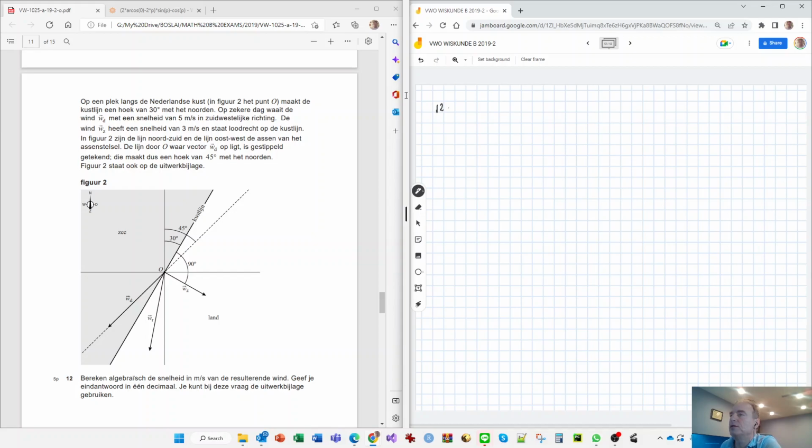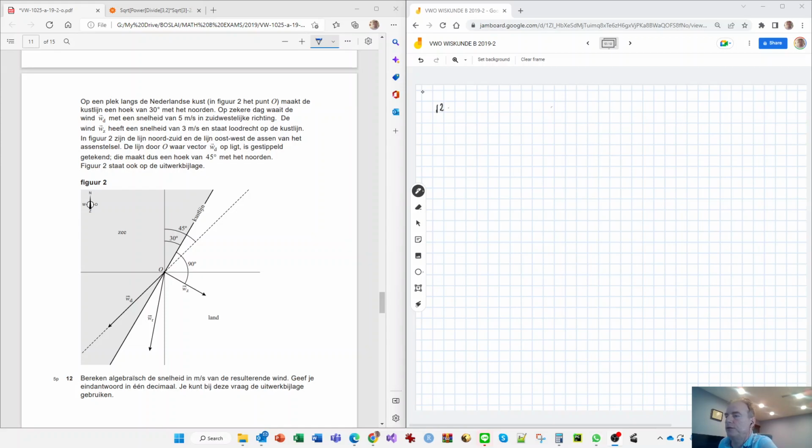And then figure 2's are the line north-south, east-west, the axis. So this is our axis. The line through the origin on which WD is this dashed line, 45 degrees, because it's blowing in the southwest. Then the question is, calculate algebraically the speed of the resulting wind and give your answer in 1 decimal.